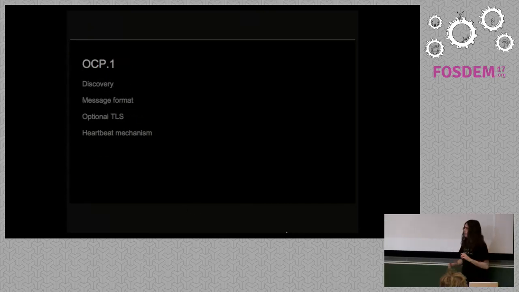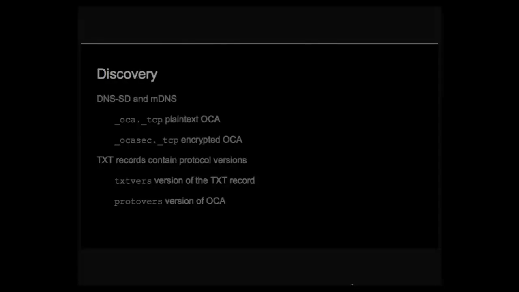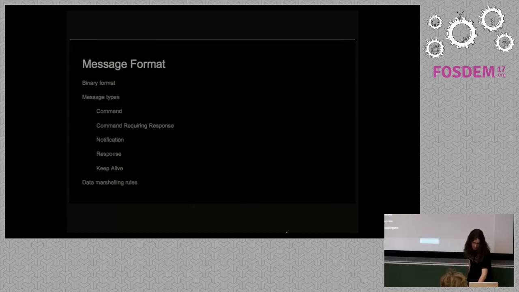So OCP.1 is the TCP/IP control protocol. It defines a discovery mechanism, the message format, and optionally some TLS and heartbeats for monitoring device presence. Discovery is done by DNS service discovery with multicast DNS. There's a couple of text records specified within the standard, just so that devices can know what version of the protocol they are connecting to, and the actual service types are also specified.